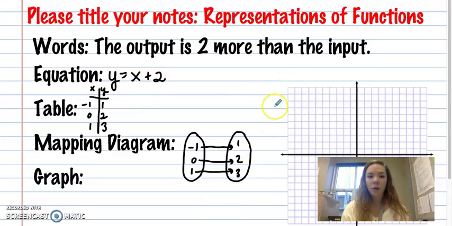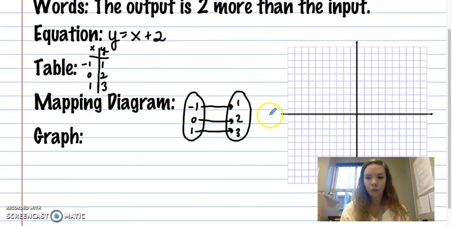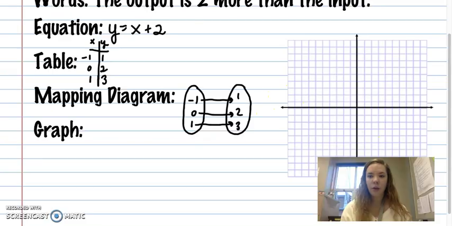And then lastly, we also know how to graph these. Okay, since it's a line, we can graph it using slope and y-intercept. If it wasn't a line, you could also use your table. So let's go ahead and use our table. We have -1, 1, 0, 2, and 1, 3. And actually, this point, -1, 1 would be right here.